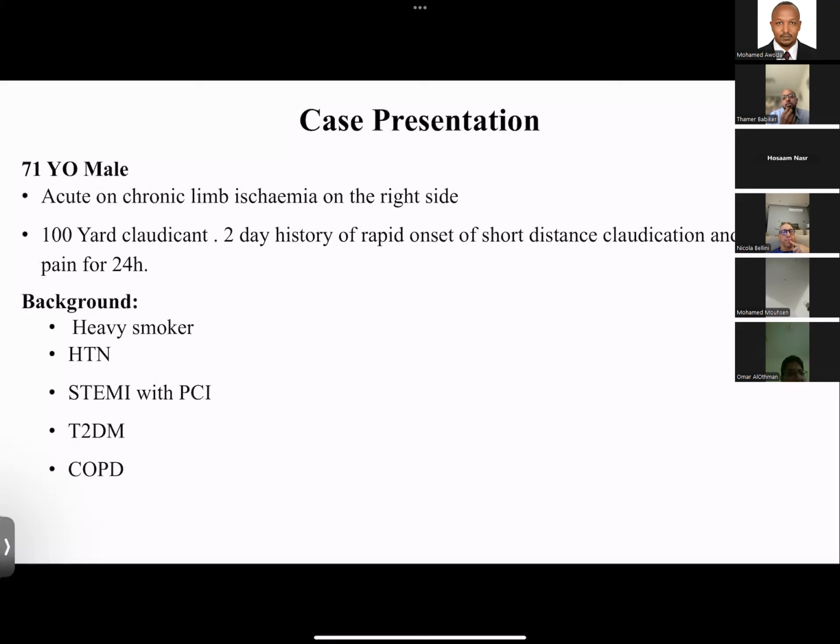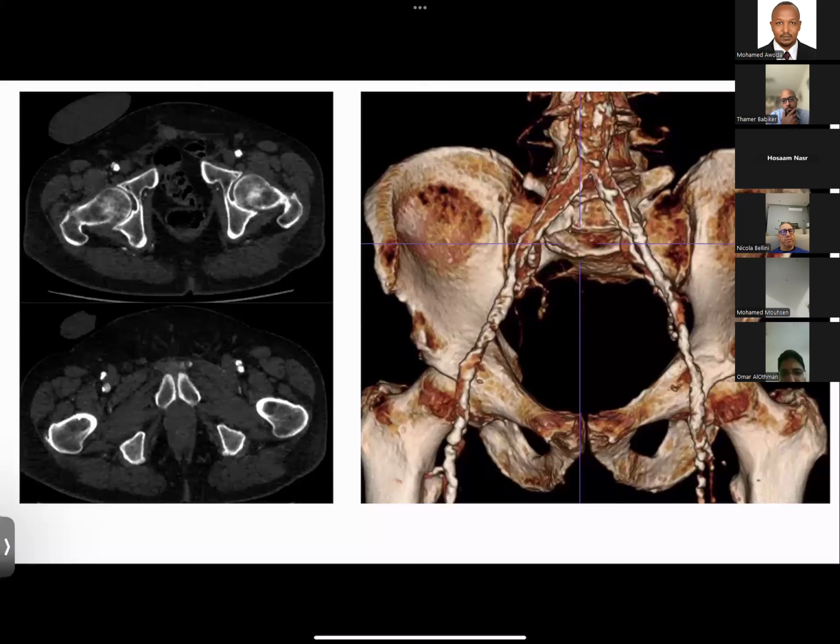Background is what we expect of a patient who comes in with CLTI. He's a heavy smoker, hypertensive, with ischemic heart disease, diabetic, and COPD. They come as a package, almost. And this is the CT scan. You can see in the cross section here, this is not contrast. This opacity is pure calcification. You can see from the 3D reconstruction how calcified the vessel is. Even on the left side, you can see the SFA and the profunda, how calcified they are.